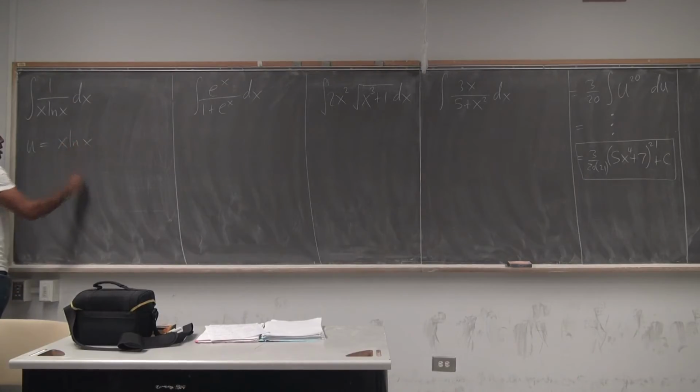Someone said x on x. Would that have worked? If I take the derivative of that, what do I get? 1 over x. No. What's the derivative of x ln x? You've got to do the derivative.